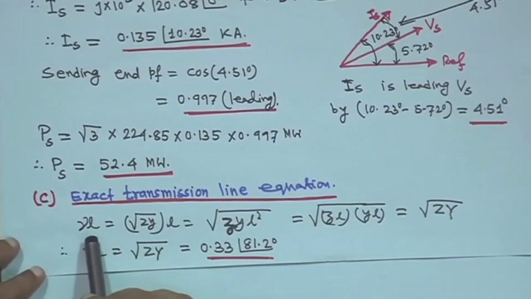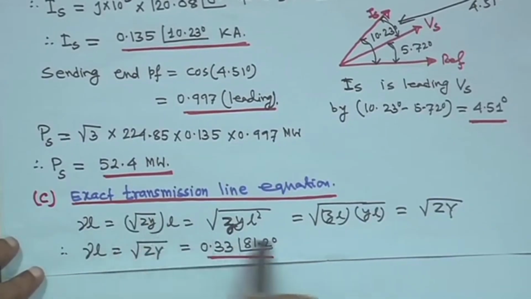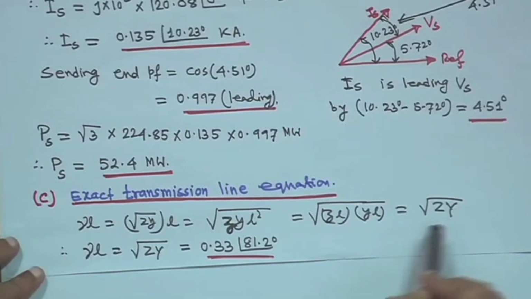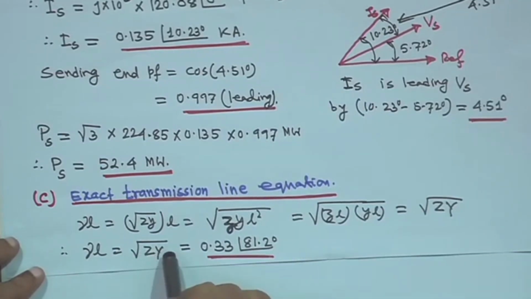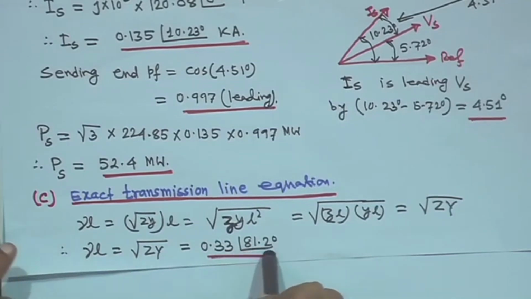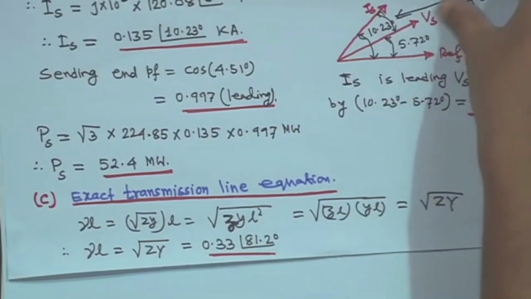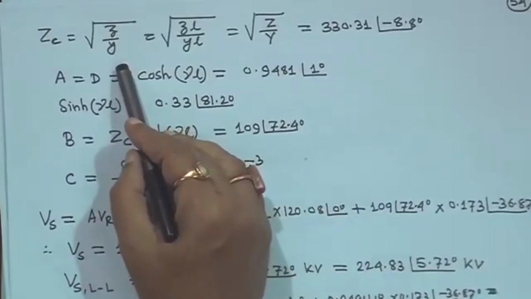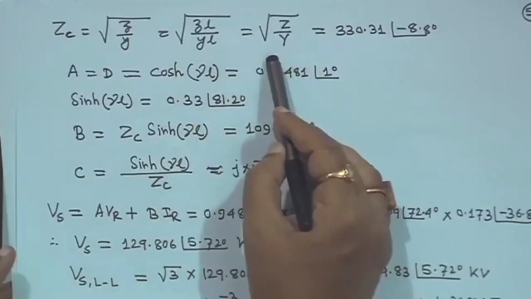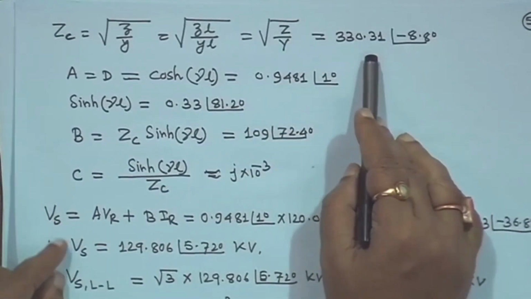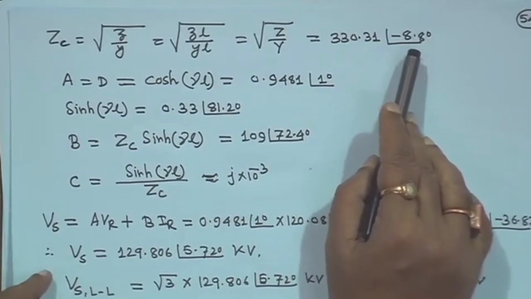So, first you find out gamma L is equal to root over z y L. We have seen in the previous example that gamma L is root over capital Z capital Y. You substitute all capital Z capital Y values because all are known to you, you will get 0.33 angle 81.2 degree. So, ZC is equal to root over small z over small y, that is root over capital Z by capital Y. This was also seen, you put Z and Y values, you will get 330.31 angle minus 8.8 degree.